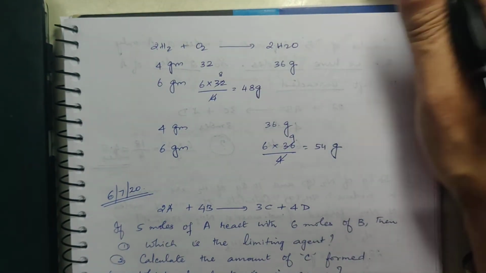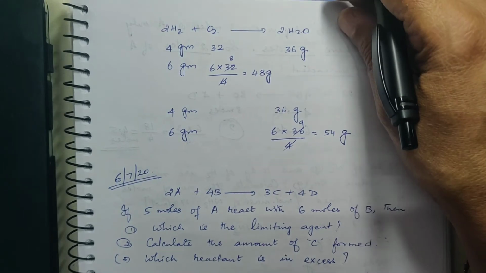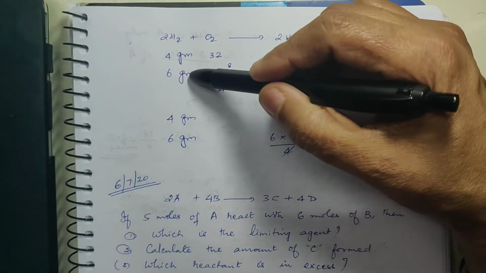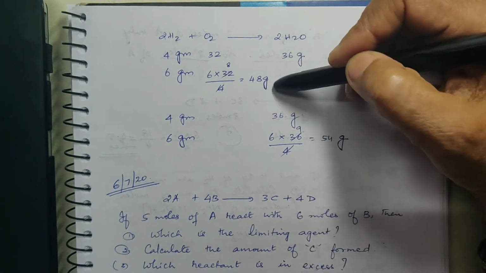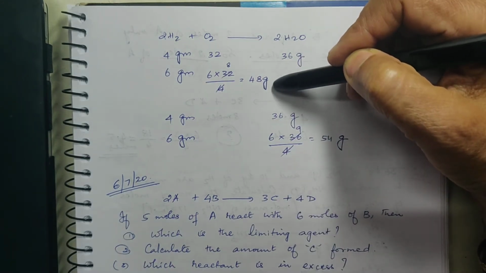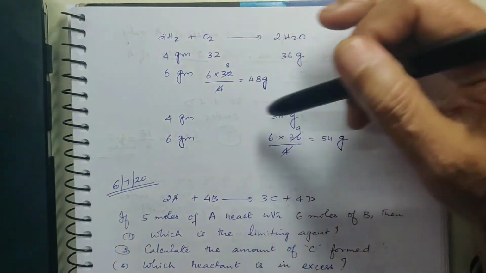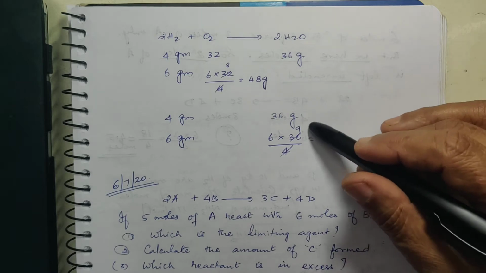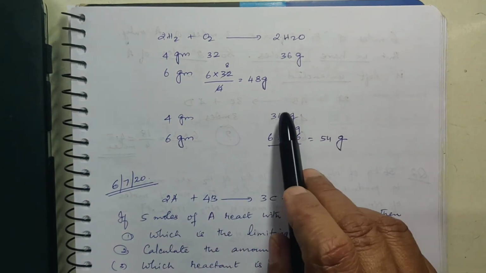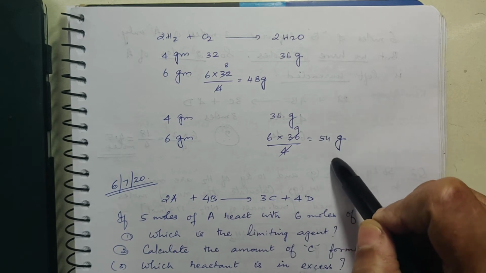Right? Now how much of oxygen was already given? Oxygen was already given as 48 gram. So 6 gram of hydrogen will totally consume this 48 gram of oxygen. So nothing will be left in excess. So 4 gram produces 36 gram of water. So 6 gram will produce 54 grams of water. 6 into 36 upon 4. Is that clear? It will give you 54 grams of water.